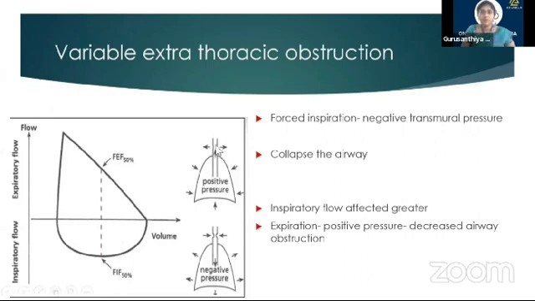This tends to occur because of the negative transmural pressure, which is transmitted across the airways. It tends to collapse the airway during inspiration. In extrathoracic obstruction, the inspiration is flattened. In intrathoracic obstruction, the expiratory part of the curve is flattened.